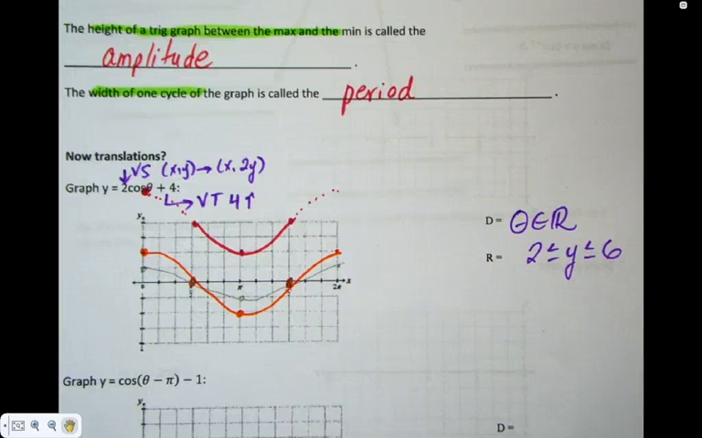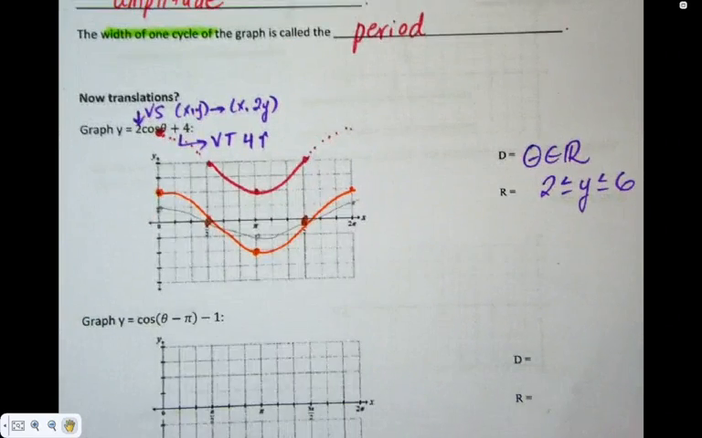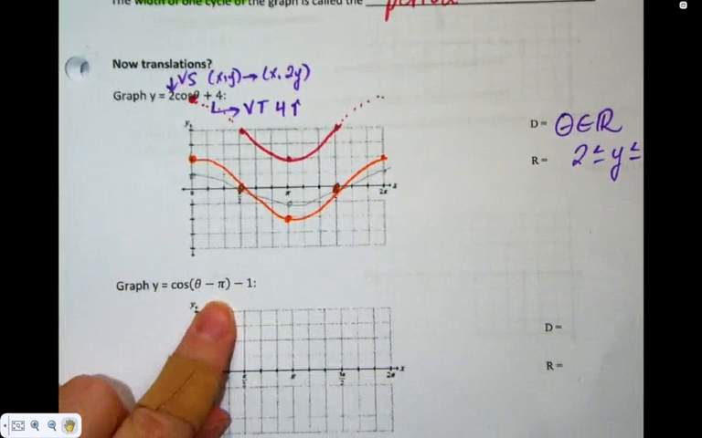Show me your thumb so far. Getting it, kind of getting it, not getting it? Put it really high so I can see it. Good, good. What the heck is this? What is that?